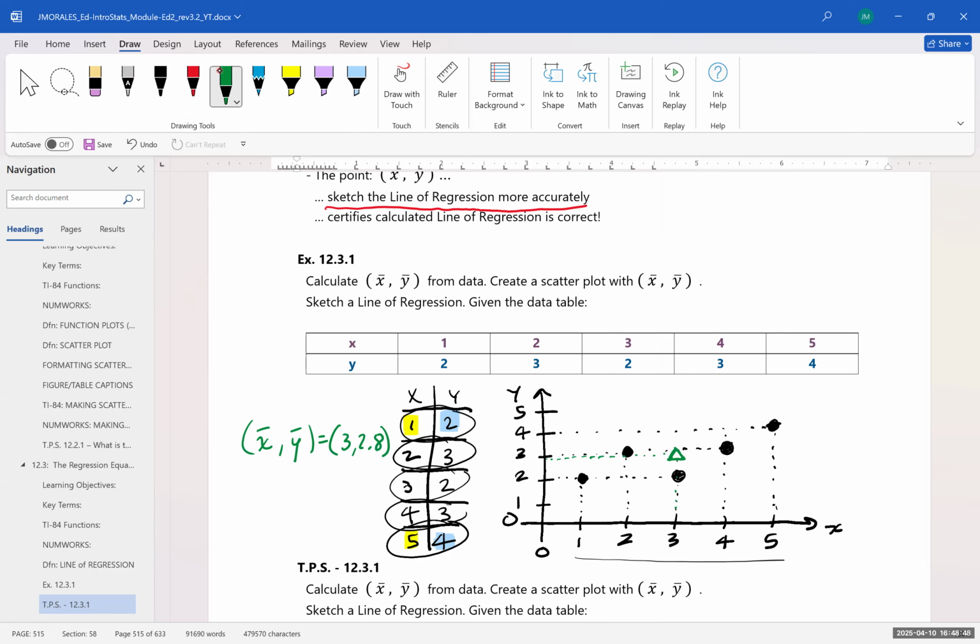All right, now let's sketch the line of regression. I'm just going to draw a line, and I'm going to try to split the data evenly and make sure that I go through x bar, y bar. So I'm going to draw something that looks like that. And this is my line of regression. It's not going to be perfect, but at least you can sketch it by hand. All right, so give that a try and let me know if you have any questions.